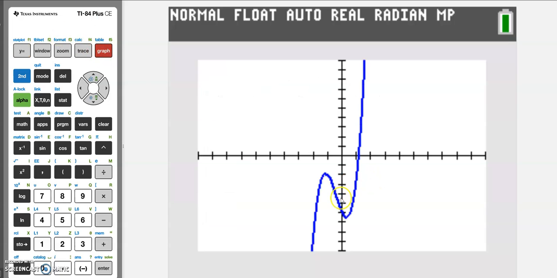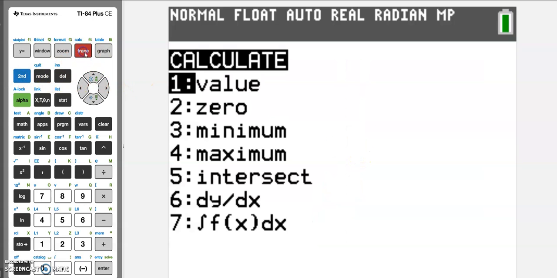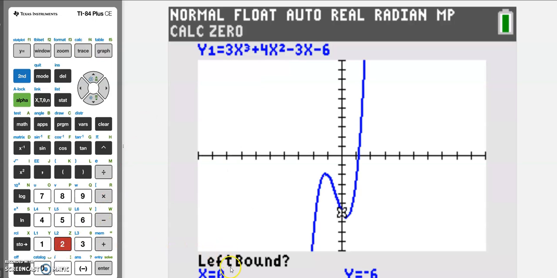And you can see that I've already graphed it here, so it's ready to go. What you'll notice is that you can already see where the 0 is going to be occurring. It's going to be somewhere between 1 and 2. So we don't know exactly where it is, but what we're going to do now is calculate its exact value. To do that, we're going to press second trace, and we're going to select option 2, which is zero.